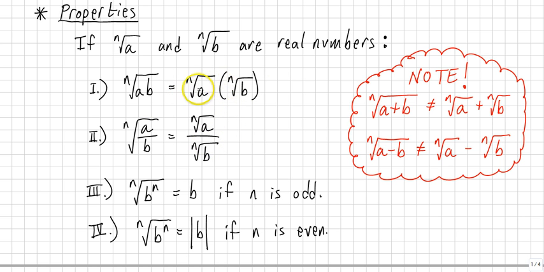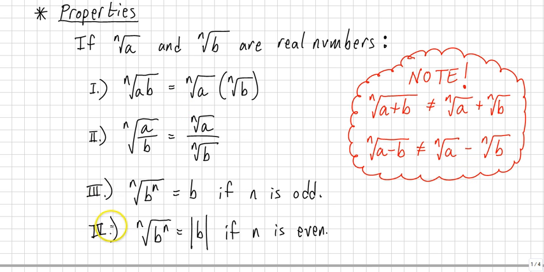So if you have two radicals with the same index being multiplied, you can write those as one radical and you just multiply their radicands. Or if you have two nth roots being divided, you can write that as one big nth root where you divide the radicands. Now notice the index has to be the same for all of them.